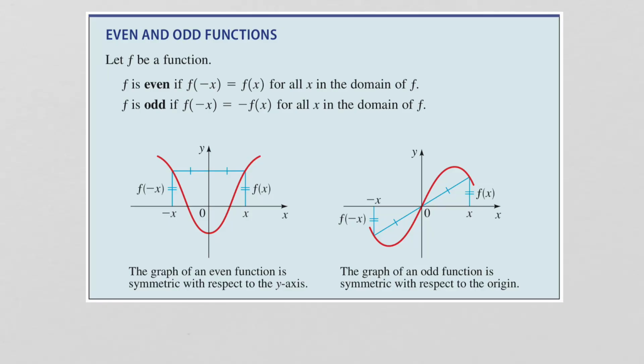And lastly, let's talk about even and odd functions. An even function is a function that has symmetry across the y-axis, and an odd function is a function that has symmetry through the origin. The way you test for it is by plugging -x into the original function. So a function f is even if f of -x is the same as f of x, and a function is odd if f of -x is the opposite of f of x.